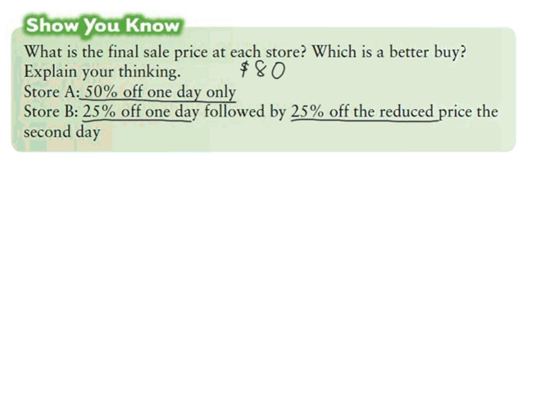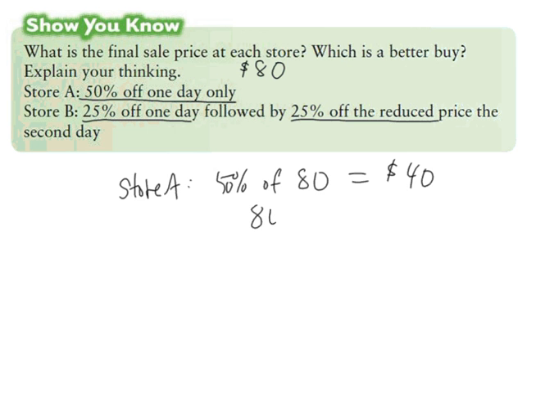So at store A, we have an $80 item that's going to be reduced by 50%. So the discount will be 50% of the $80 item is going to be taken off. So 50% is easy. Mentally, that's going to be $40. So if I needed to, the $80 item, subtract the 50% discount, will mean the price I pay at store A will be $40. I'll pay $40 for a 50% discount.